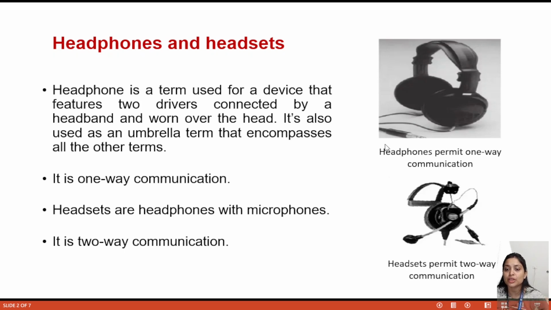A headset is actually two-way communication. This is a figure of a headset. You can see that there is a speaker also there. That means you can hear and we can also talk with each other. So it is called two-way communication.